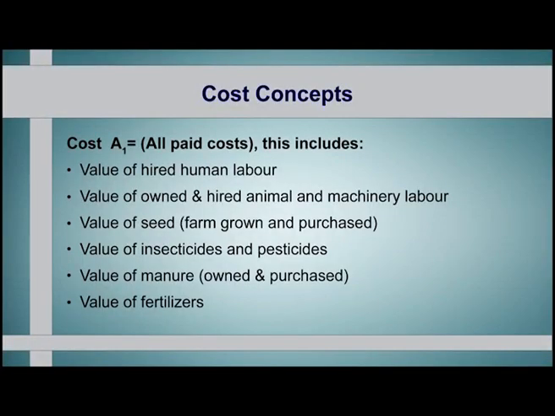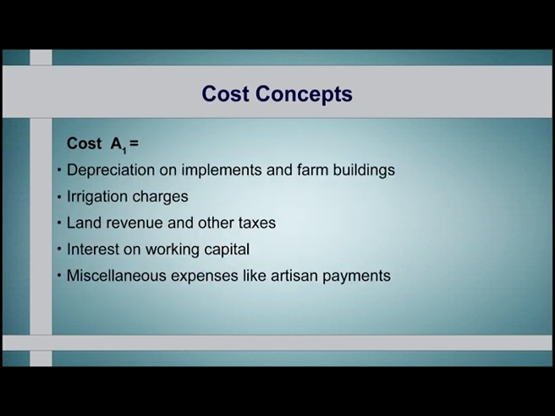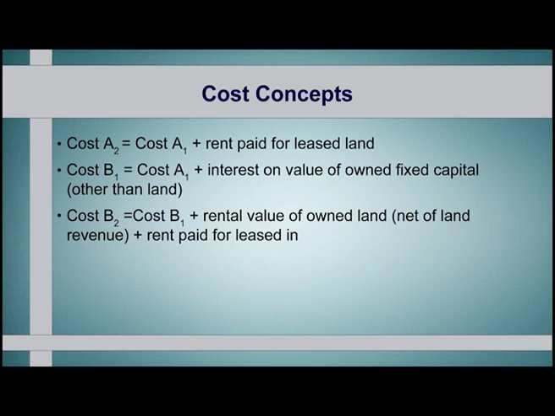Cost concepts are: cost A1, which is almost all the paid or valued inputs like hired human labor, hired animal and machinery labor, value of the seeds, insecticides, manures and fertilizers, then depreciation on the implements, irrigation, land revenue, interest on working capital, and miscellaneous other expenses which are paid to the artisans, etc. A2 cost will be equal to A1 plus the rent paid for the leased-in land. B2 will be equal to cost A plus interest on value of owned fixed capital other than land.